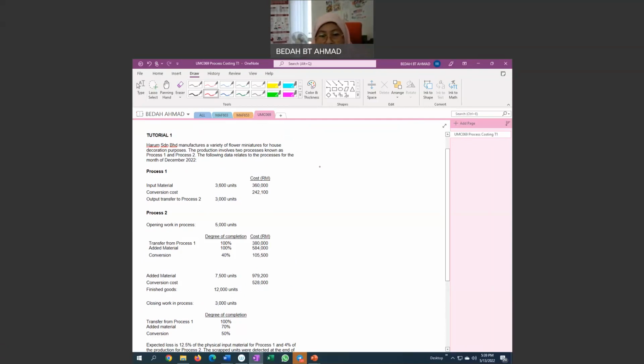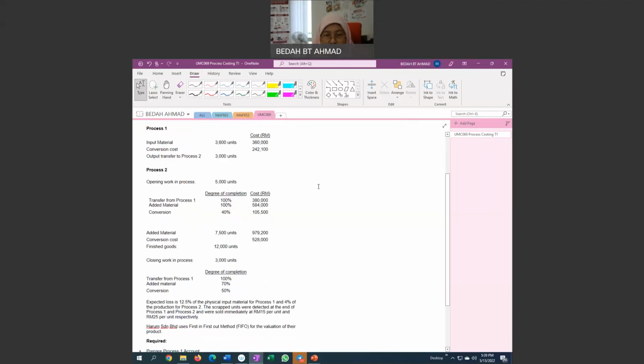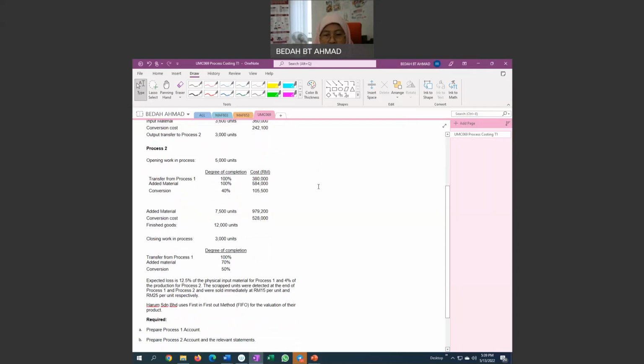Tutorial 1. Harum Sdn Bhd manufactures a variety of flower miniatures for house decoration purposes. The production involves two processes known as process 1 and process 2, and you are given the following data relating to the processes for the month of December 2022. In process 1 there are input materials, and in process 2 there is an opening work in progress, the degree of completion for the work transferred from process 1, and the current cost for the additional material and conversion cost.